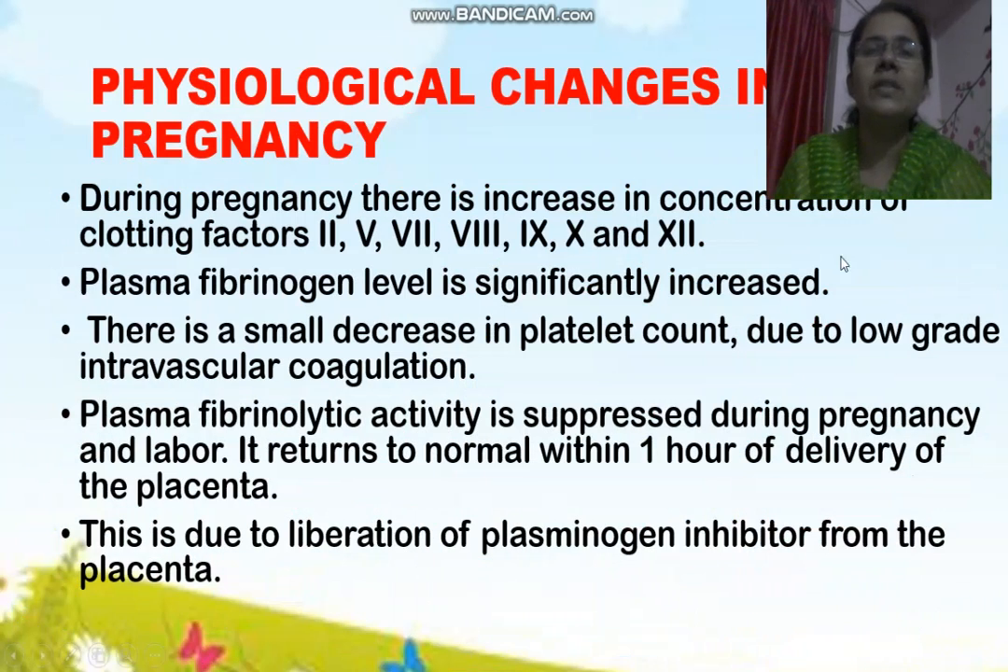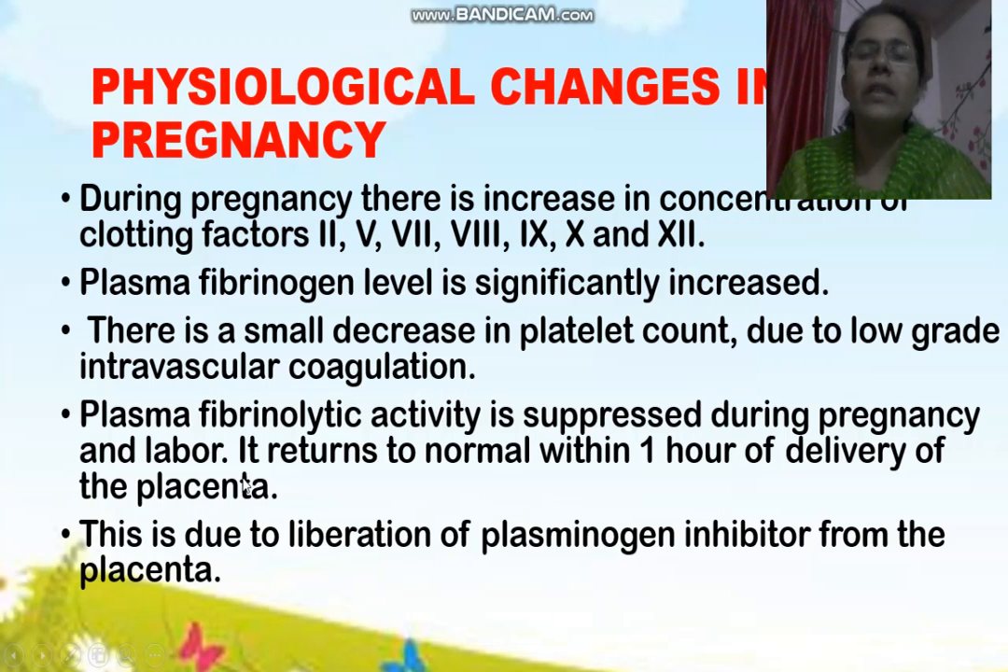Now we can see the physiological changes in pregnancy. During pregnancy, there is an increase in the concentration of clotting factors such as factors 2, 5, 7, 8, 9, 10 and 12. Plasma fibrinogen level is significantly increased, and there is a small decrease in the platelet count due to low grade intravascular coagulation. Plasma fibrinolytic activity is suppressed during pregnancy and labor. It returns to normal within 1 hour of delivery of the placenta.